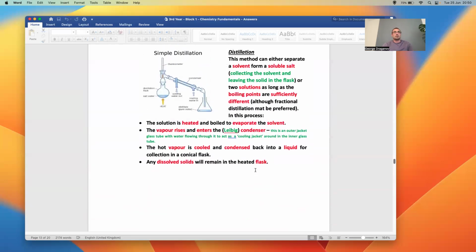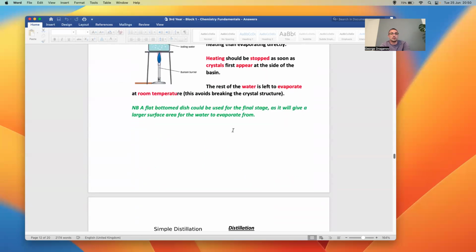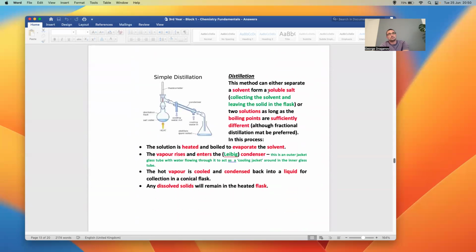So simple distillation is when you have the same scenario as above, a soluble salt. However, you're not looking to collect the salt, you're looking to collect the liquid. So a soluble salt can be obtained in here, or the solvent can be obtained in here. So this process, simple distillation, refers to a solid in a solvent. You heat your solution and you boil. So this is salt water, the solid being the salt.